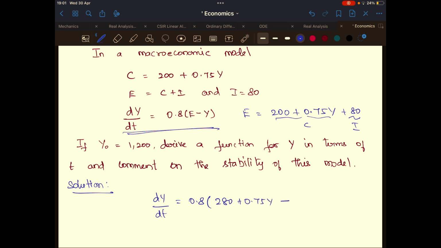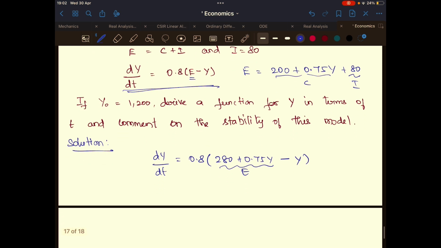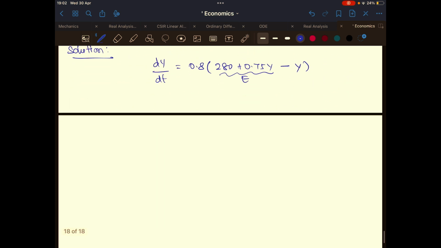Okay, minus. I have written only for E. This is E. What is Y? E minus Y. I don't know what Y is, so just write Y as it is. We have yet to find the value of Y, so just write Y as it is. Now dY by dt is equal to 0.8 into 280 plus 0.75Y minus Y, this is minus 0.25Y.